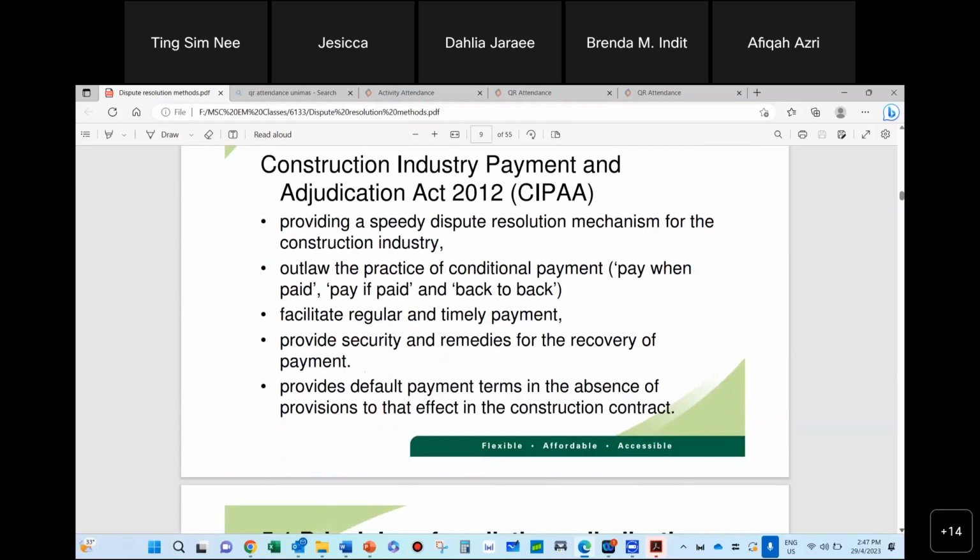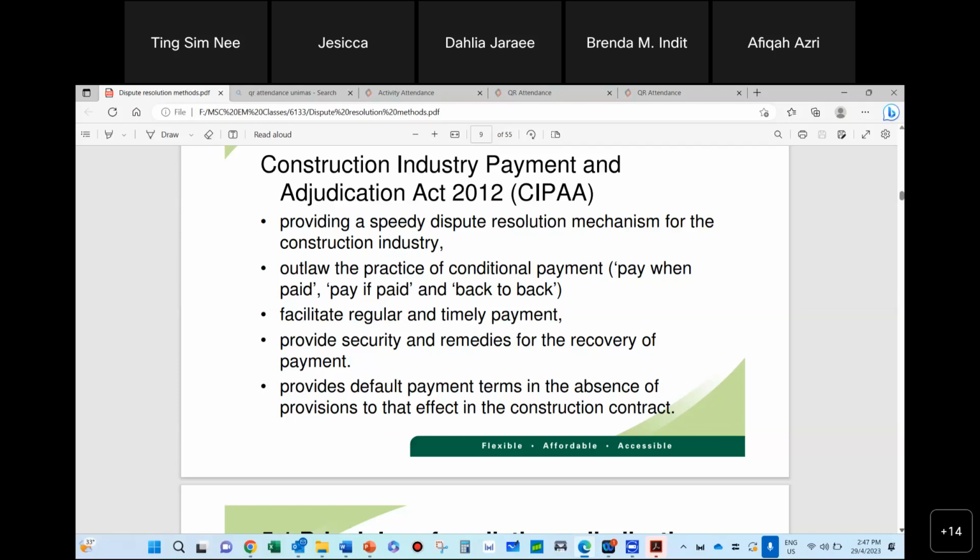Okay, so the purpose of adjudication is speedy, like what I mentioned just now. But the problem is we are not really using it as much. Before, we only used it for payment cases, but actually it's supposed to be for other types of things as well. But because it's CIPA, the Construction Industry Payment and Adjudication Act, people tend to use it based on payment kinds of issues.